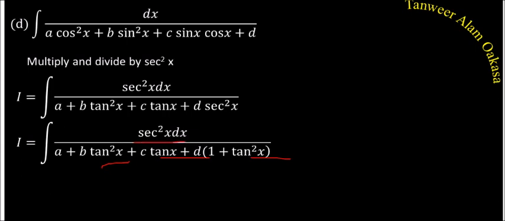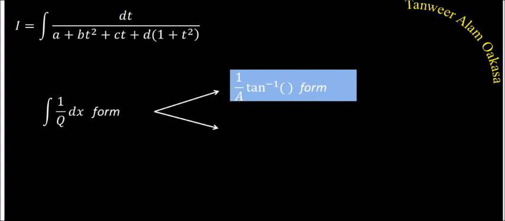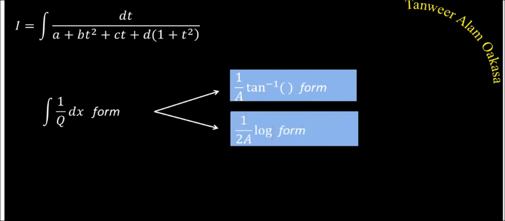So the substitution for this is tan of x equals t. So sec square x dx becomes dt, and I get a 1 by quadratic form, and I know that the integration of a 1 by quadratic form is either 1 by a tan inverse or the 1 by 2a log form. So with this we end our integration that has degree 2 cos x and sin x in the numerator as well as in the denominator.